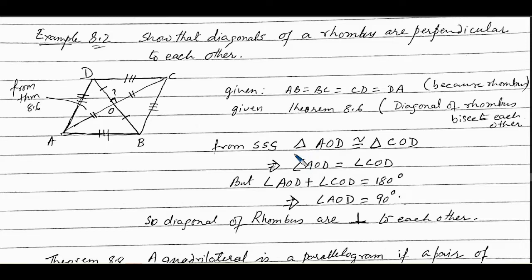Since they are congruent, angle AOD will be equal to COD. But we know that this is a straight line, so this angle plus this angle has to be 180, but they are equal. That means this angle AOD, which is equal to COD, is equal to 90 degrees. This is 90, this is 90. So diagonals of a rhombus are perpendicular to each other.